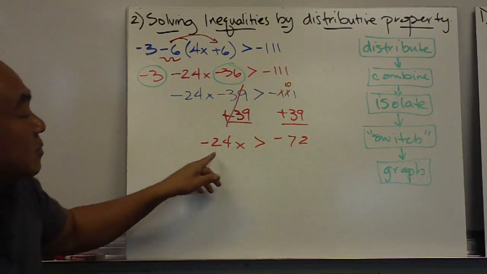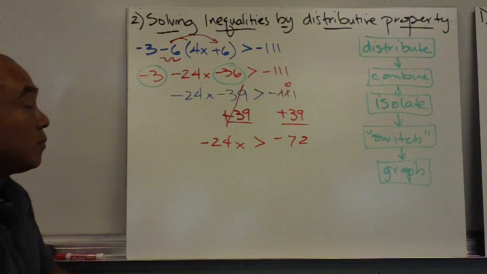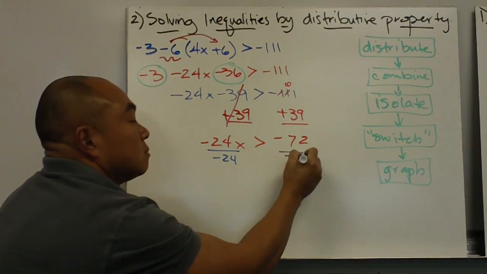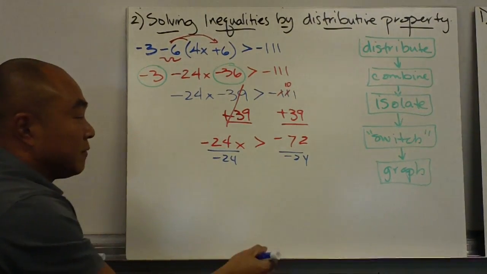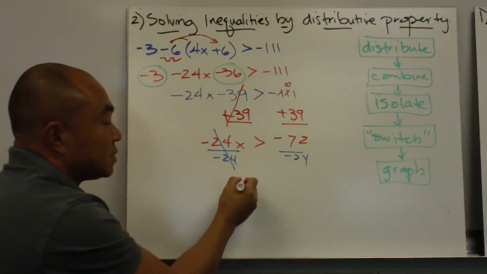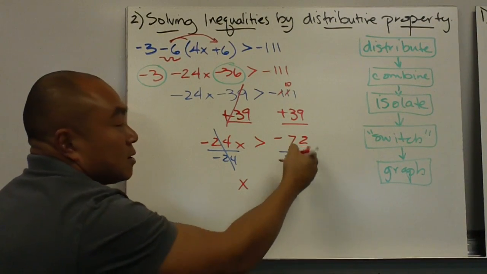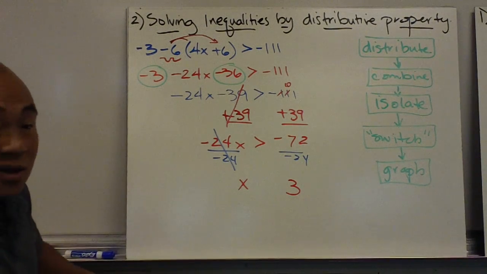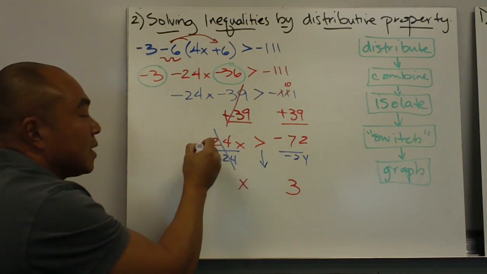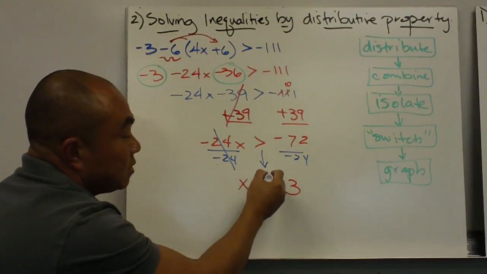Alright, our next step here becomes now a one-step inequality, and I need to get rid of that negative 24. To do that, I'm going to divide because that's the inverse operation. So I'm going to divide both sides by negative 24. That gives me 1. 1 times x is x. This gives me a positive 3, because 72 divided by 24 is 3, and a negative divided by negative is a positive. And then finally, because I am dividing by a negative number on both sides, I need to switch that sign from greater than to less than.